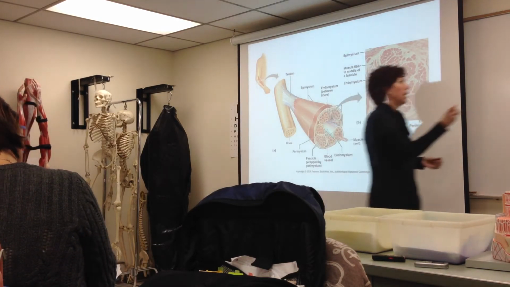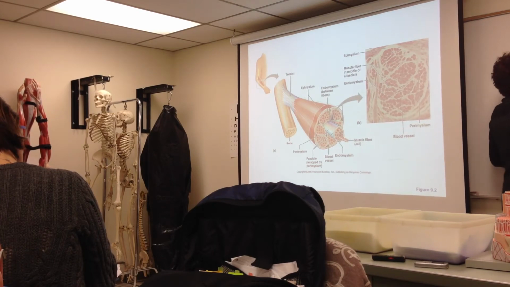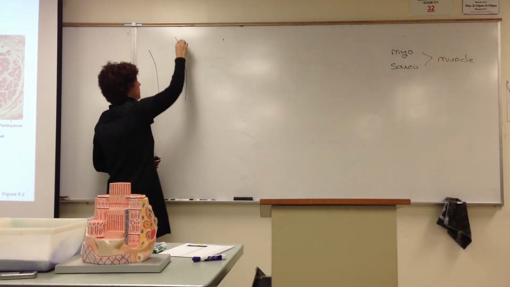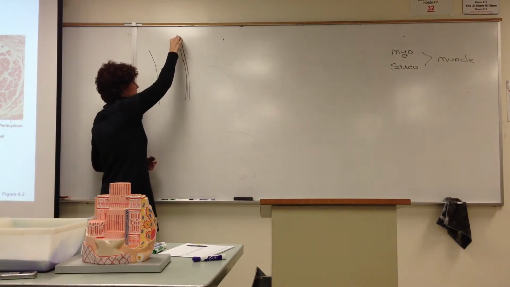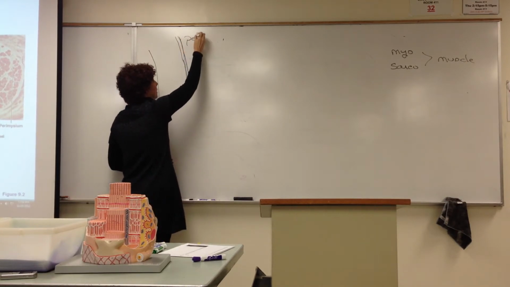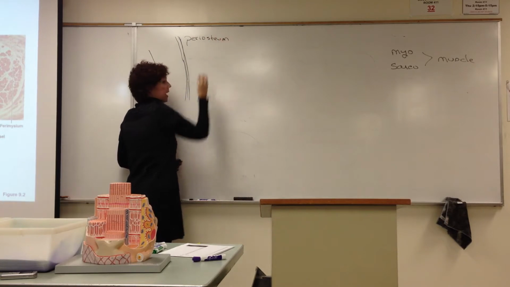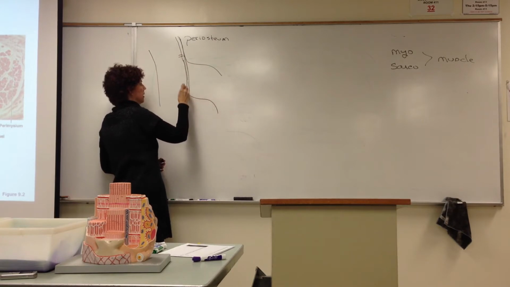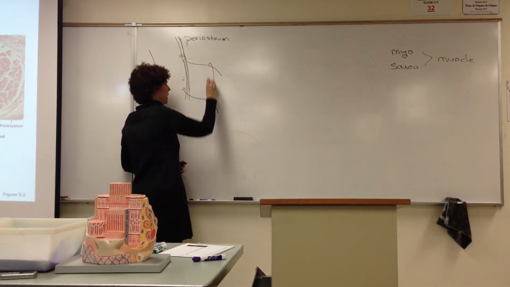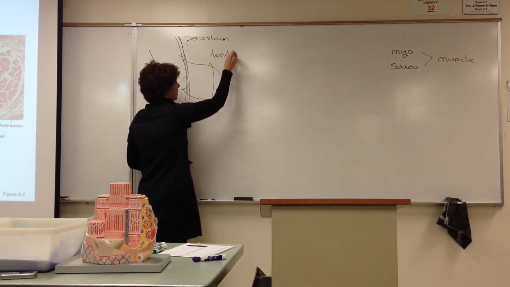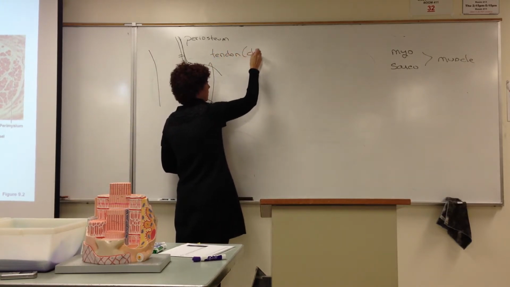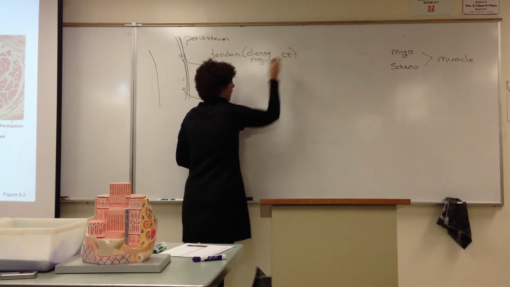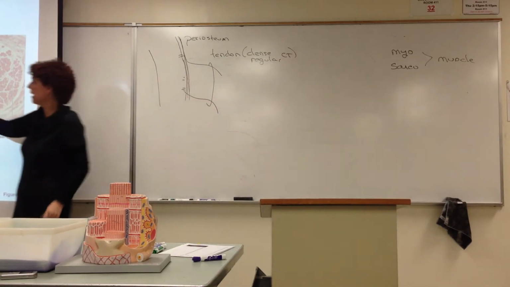So here we have the bone. And remember, the bone is covered with periosteum, which is also dense regular connective tissue. So we have periosteum. And then blending through that and inserting to form Sharpey's fibers, we have the tendon, which is also dense regular connective tissue, blending into the dense regular connective tissue of the bone.